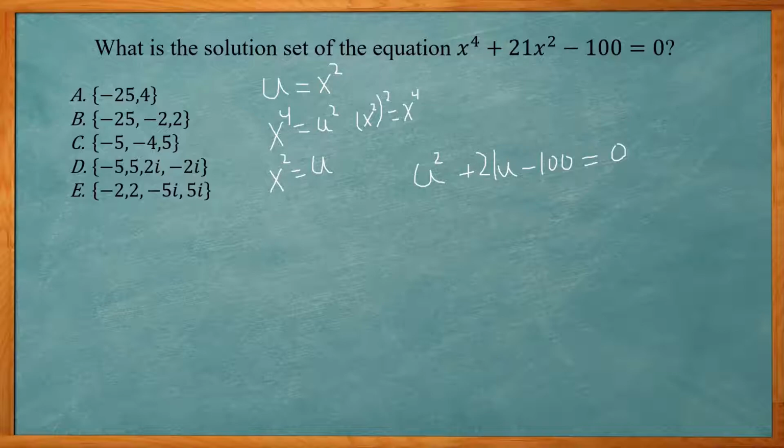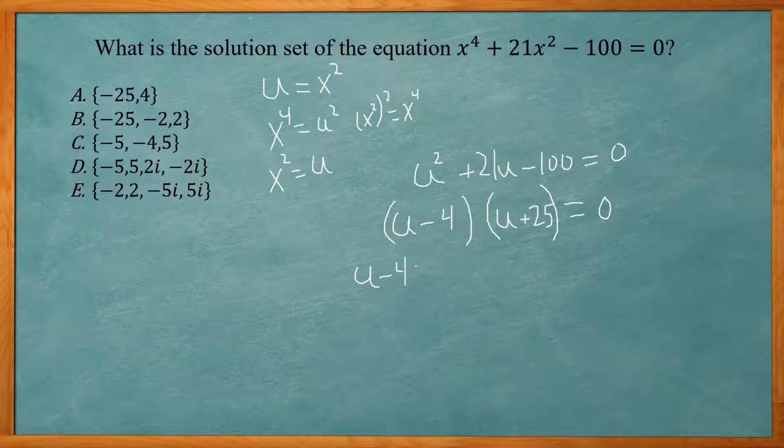25 and 4. So if I do u and use my two sets of parentheses, I'm going to have u and u. I'm going to have the negative 25. Actually it's going to be positive 25 because it needs to add up to positive 21. And then minus 4. So 25 minus 4 gives me the 21, and negative 4 times 25 gives me my negative 100. So that's factored. And you're going to set each of your parentheses equal to 0.